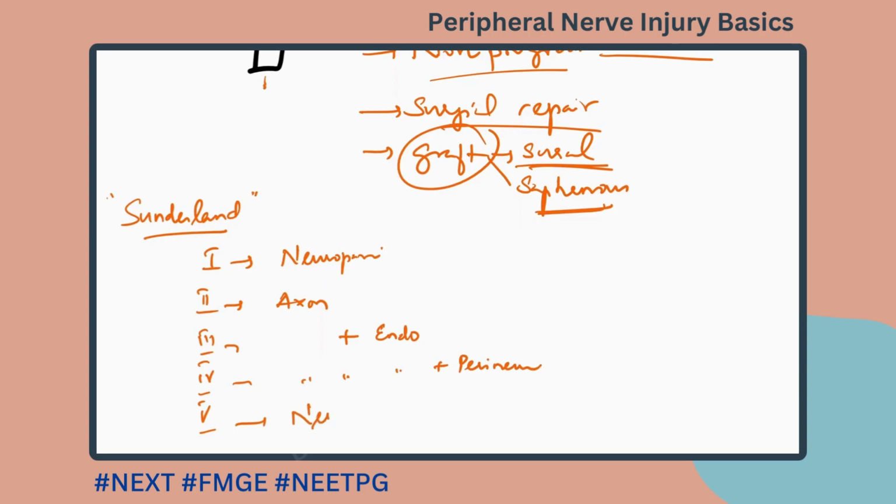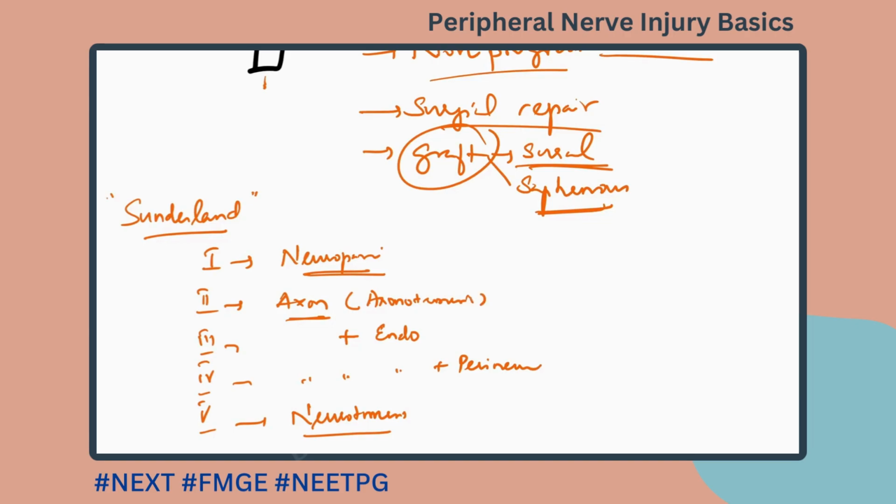Okay, clear? So in Sunderland classification, there are five types of nerve injury. In type 1, it is like neuropraxia. In type 2, only the axon gets disrupted. It is like axonotmesis. It is like axonotmesis.